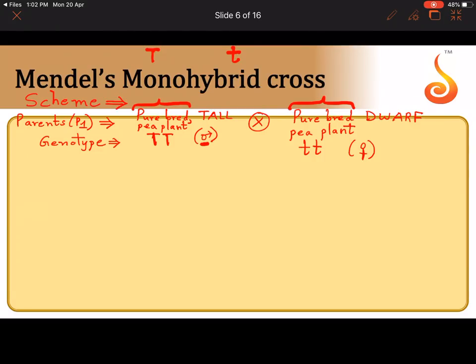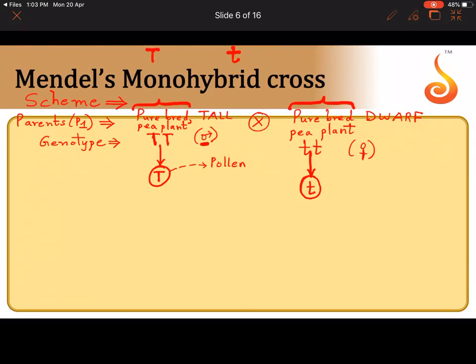Let us see what type of pollen it produces. All the pollen with a single capital T allele. This plant is going to produce all eggs with a single small t allele. I hope you now remember that if I put a circle, I'm talking about gamete. And why am I showing only one allele inside? Because the gametes are haploid. So this will be the pollen.